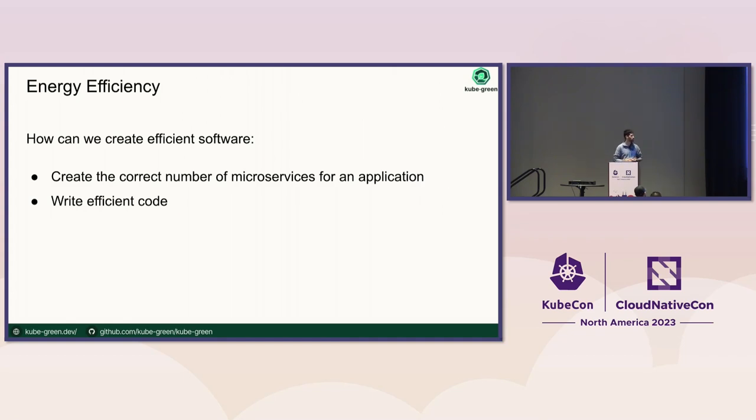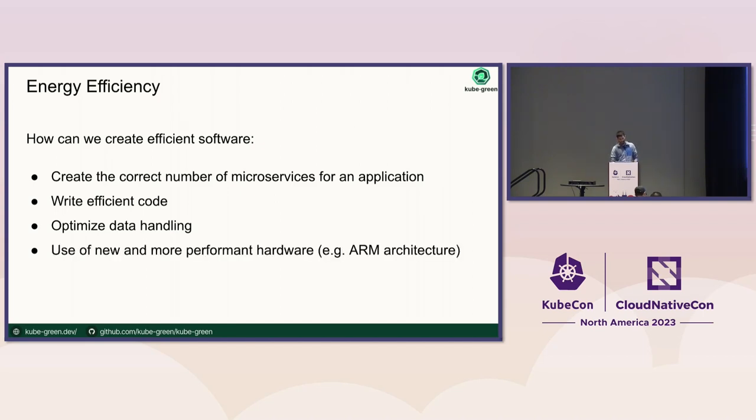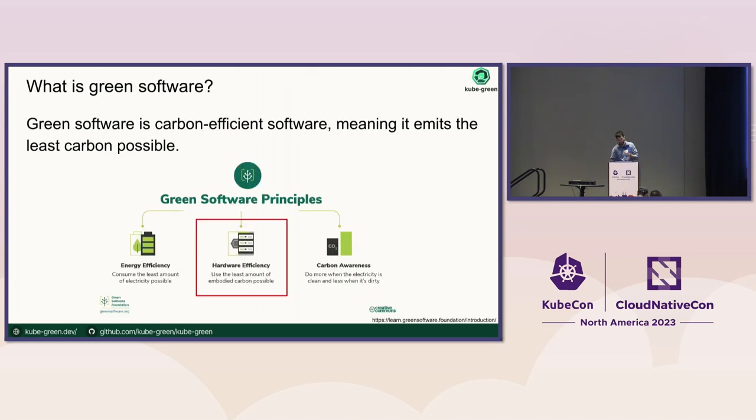Write efficient code, so use performant programming languages, effective algorithms, and also efficient frameworks. Optimize data handling, so optimize the transmission and the storage of the data. And use new and more performant hardware, for example, the use of ARM architecture, which has less consumption of energy.